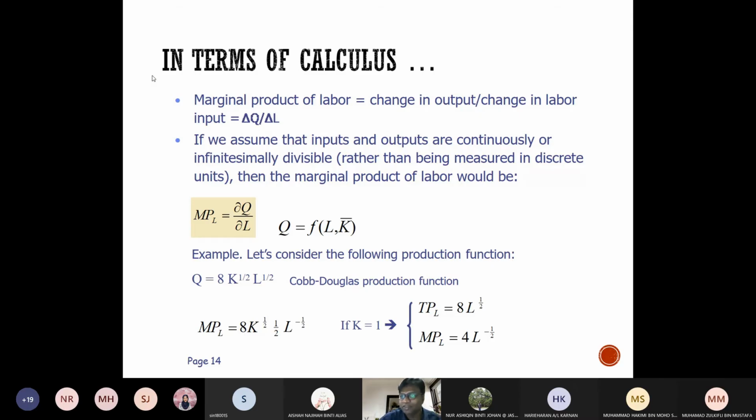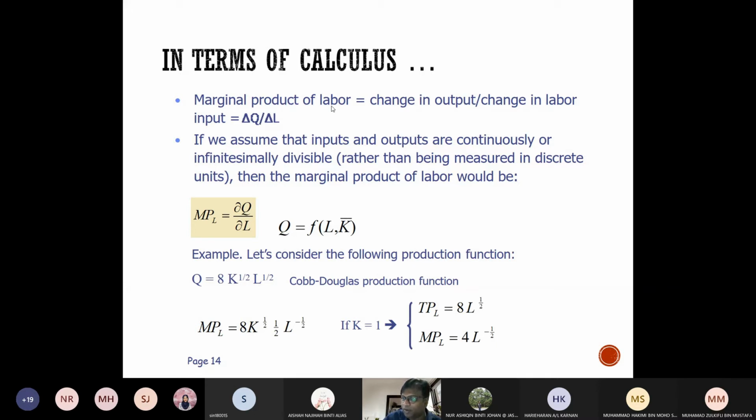Let's take a look at this. Marginal product of labor. This is very important. Try to memorize it. For me, it's not that important to memorize it. Understanding is very important, so you don't have to worry too much about that. At least you understand the concept, so you know the marginal product and the symbols and the formulas and everything.